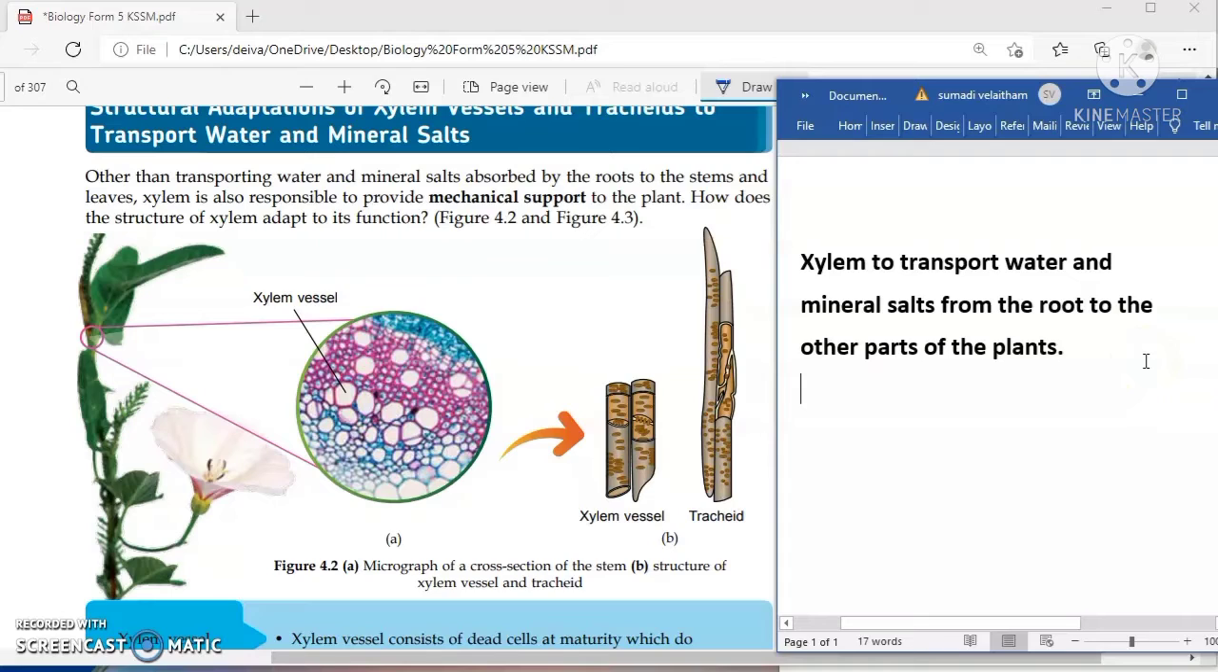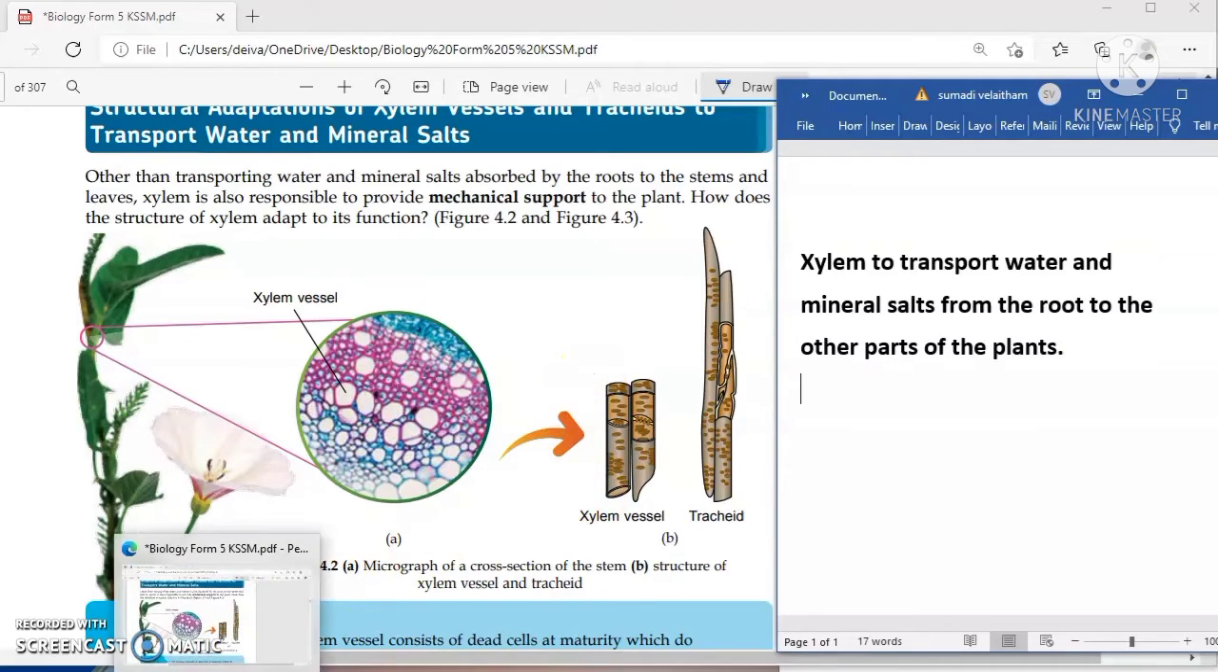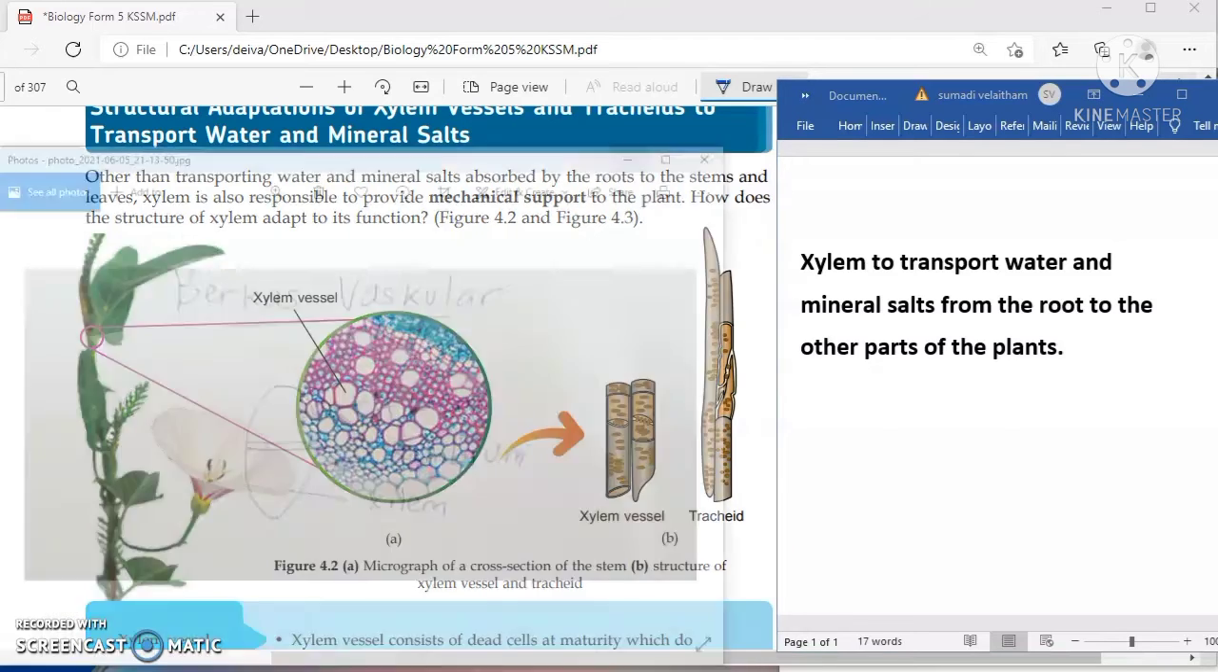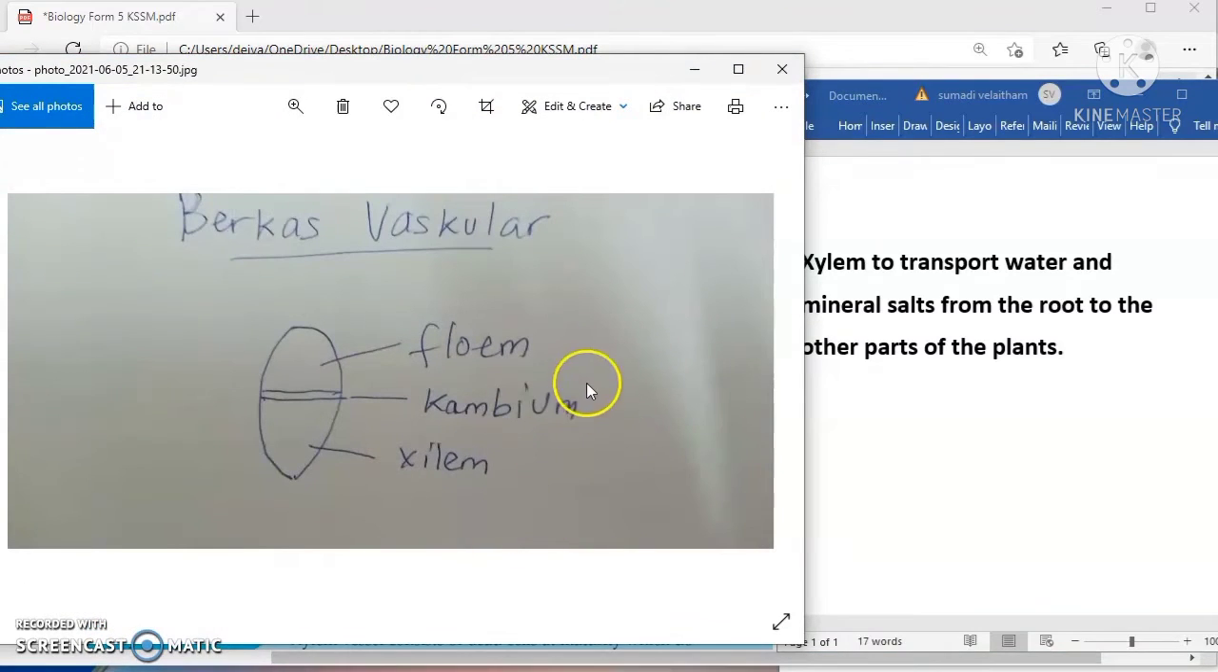Tulis mana-mana ya. Sediakan satu buku nota, tuliskan ni. Sudah? Dah cikgu. Okay, this is xylem. See xylem, when they cut here, this is xylem. Okay, when we see the vascular bundle, it's like this. Ni bahasa Melayu dia kata bekas vascular. In English we call it vascular bundle. Inside the vascular bundle got xylem, phloem and cambium.